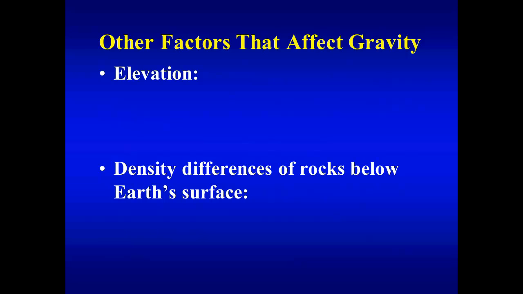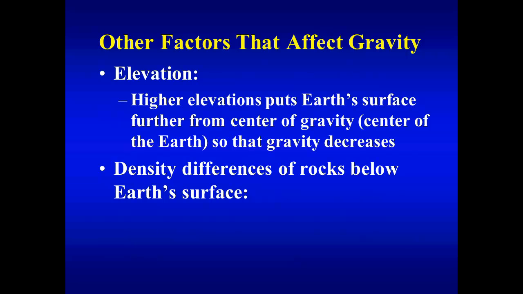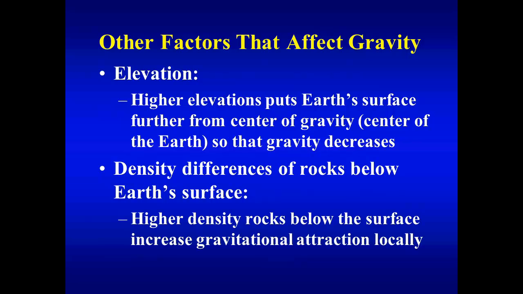Now, other factors that affect Earth's gravity include elevation and density differences of rocks below Earth's surface. With respect to elevation, higher elevation puts Earth's surface a little bit further from the center of gravity, and as a result, gravity decreases slightly at higher elevations. In addition, higher density rocks below the surface will increase gravitational attraction locally.